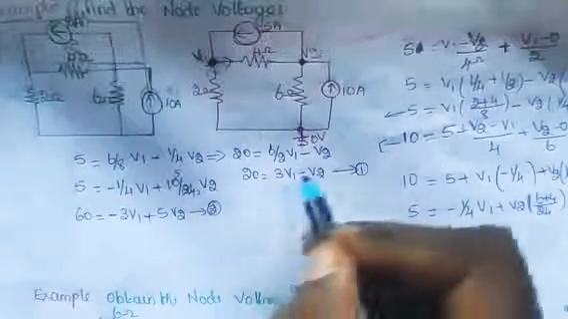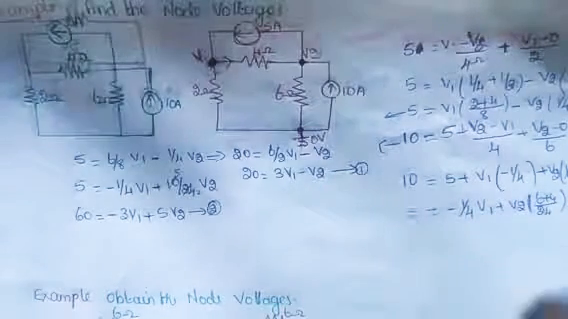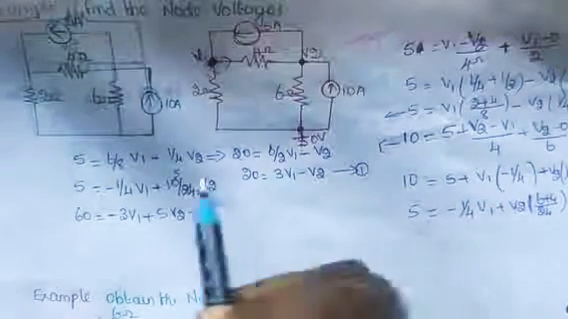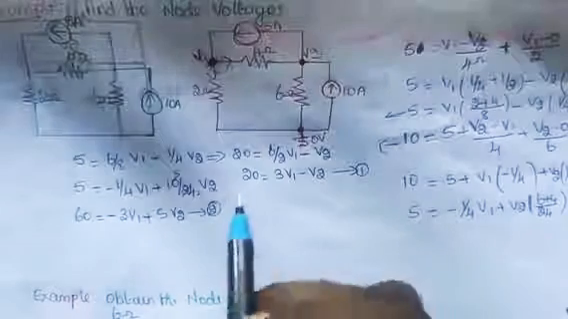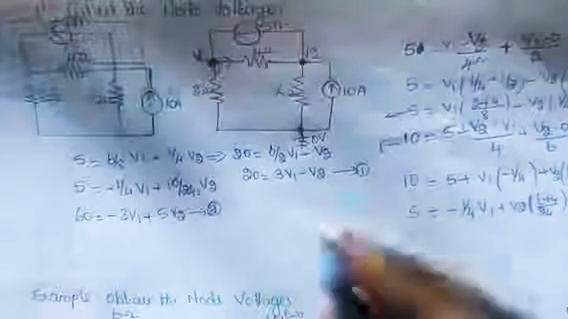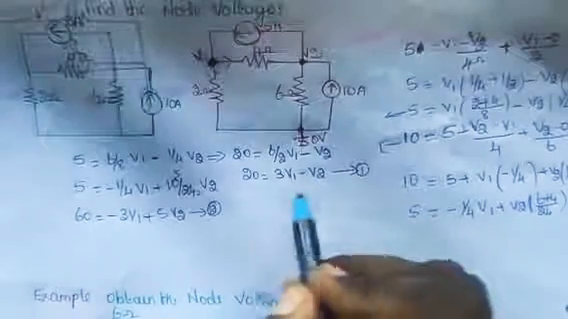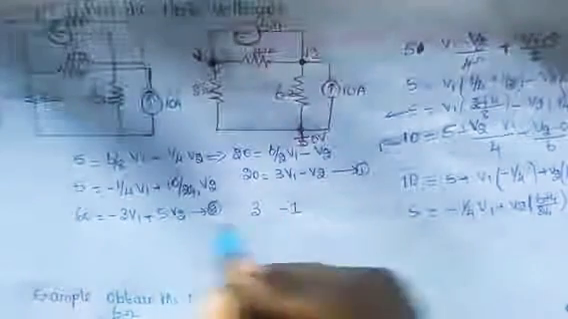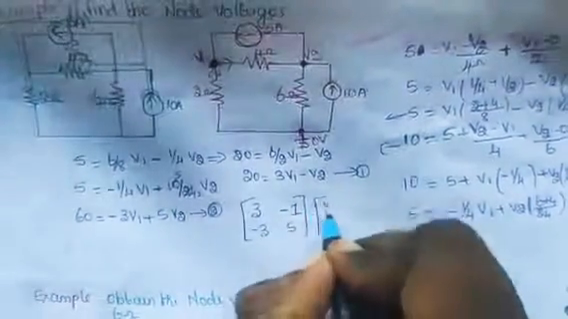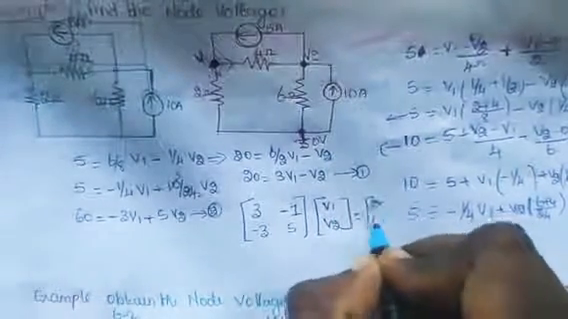So I can solve these two equations to find the node voltages V1 and V2. You can choose any method: elimination method, substitution method, or Cramer's rule. Whatever you use, you will get V1 and V2. To use Cramer's rule, we have to write these equations in matrix form like this. What are the coefficients of V1 and V2? In the first equation, 3, minus 1. In the second equation, minus 3, 5. So the coefficients times V1, V2 is equal to the right hand side. Right hand side terms are 20 and 60.